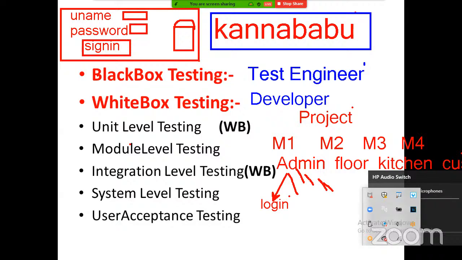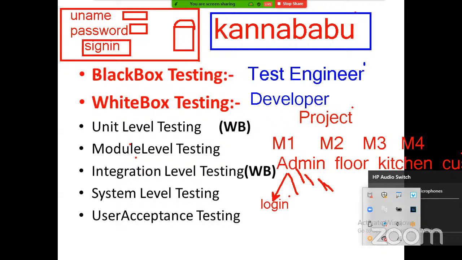Are you following? So the developer will develop the code, and the developer alone will test the code. That type of testing is called unit level testing. After completion of developing one particular module, what will the test engineer do? He will try to test that particular module. That is called module level testing.